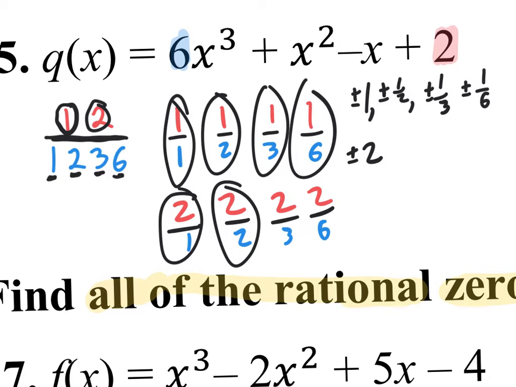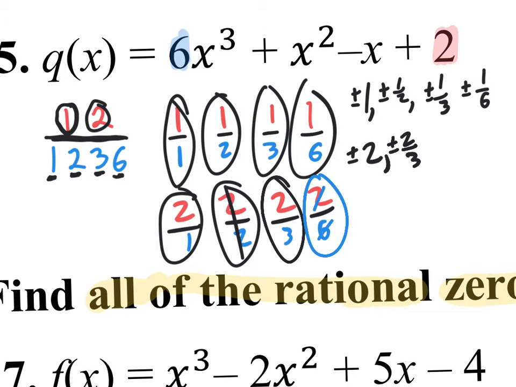This 2 over 2 is really 1, so I'm just going to scratch it out because I already have 1, so it's pointless for me to write it again. Okay, and then we have 2/3, and that's not on our list yet, so let's put 2/3 with a plus or minus in front of it. And last but not least, 2 over 6 reduces down to 1/3, and we already have 1/3 up there, so I don't need to worry about that last one.